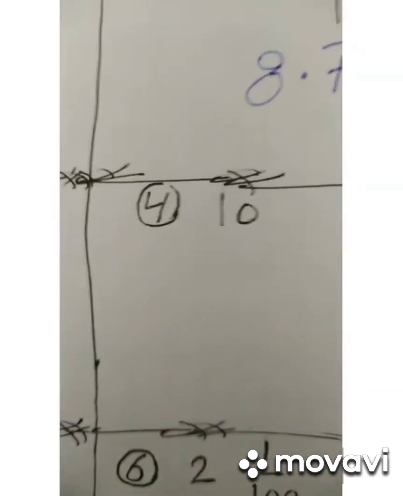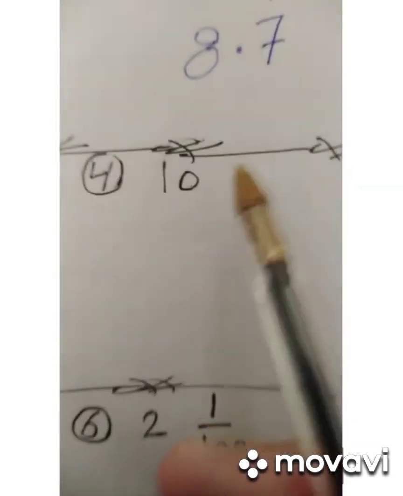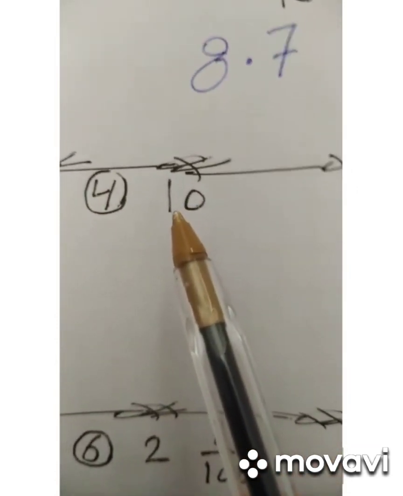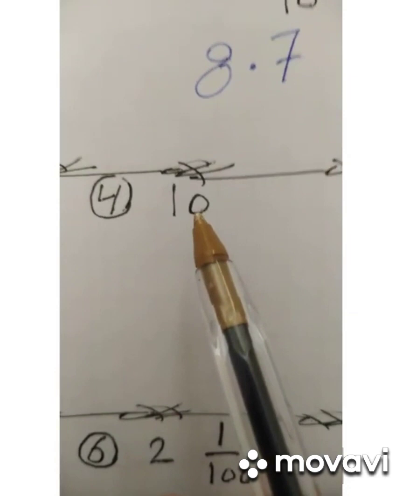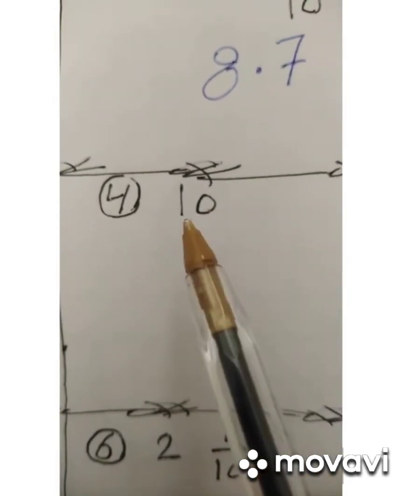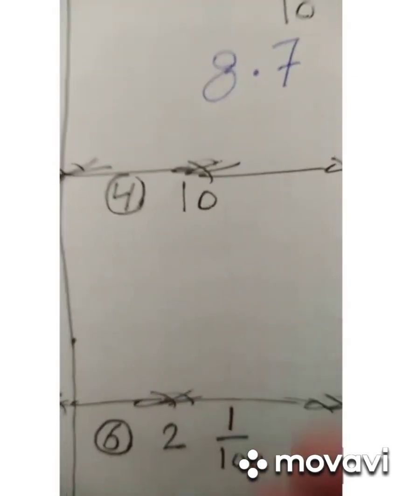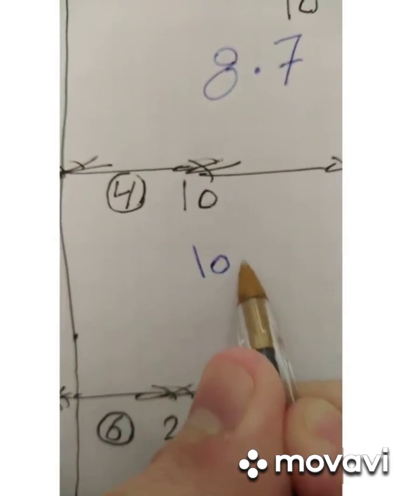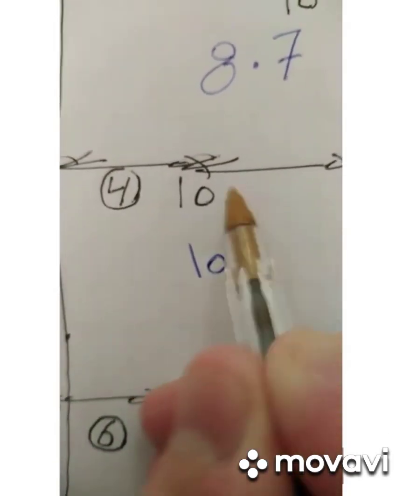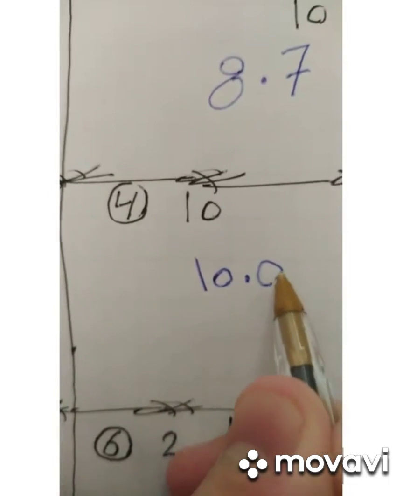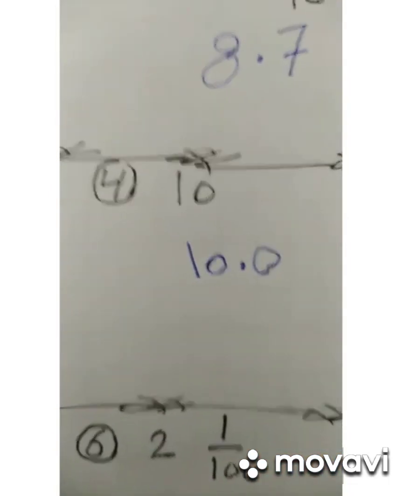Number 4. We have 10. Oh, it's not a mixed number. It's a whole number. So how can we rename it as a decimal? Write 10 and put the decimal point. There is no fraction, so put 0 and read it 10.